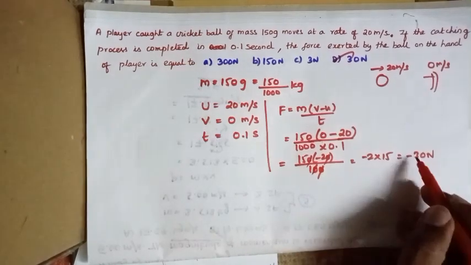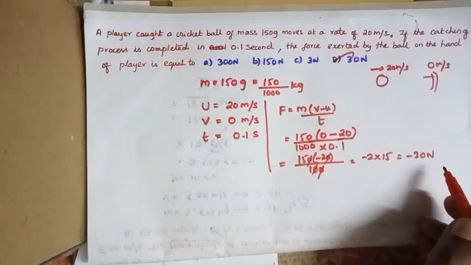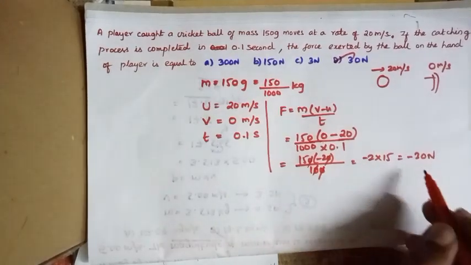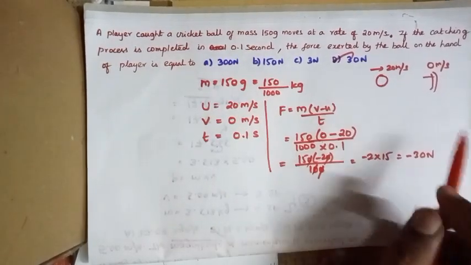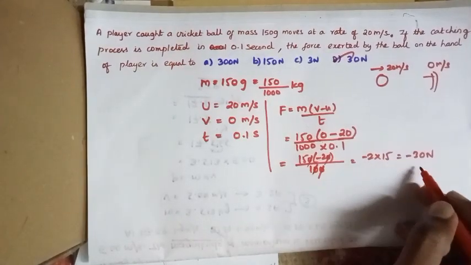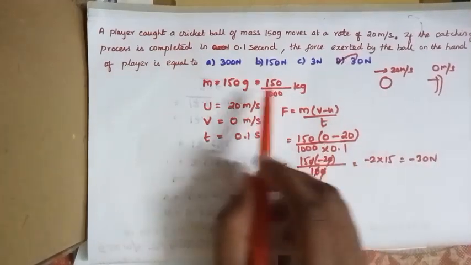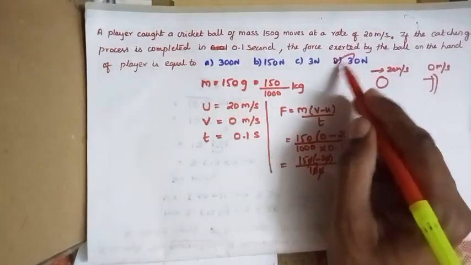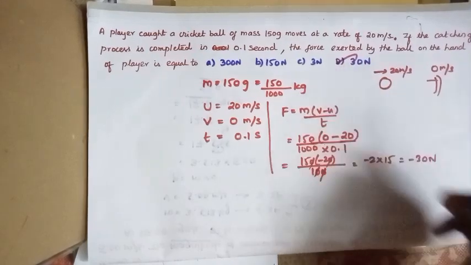so you will get the force value of minus 30 Newton. This negative value indicates that the force is acting in the opposite direction of the direction of motion of the ball. Actually this force suppresses the velocity of the moving ball, so it is taken as negative. But in the options all the values are positive, so you can just consider the magnitude alone, we don't have to consider the direction.